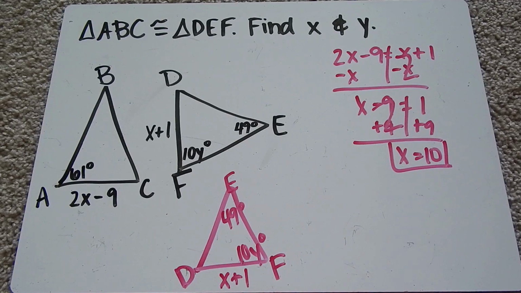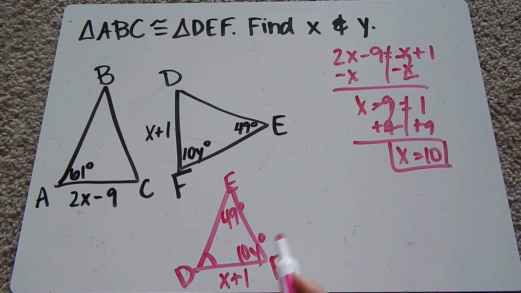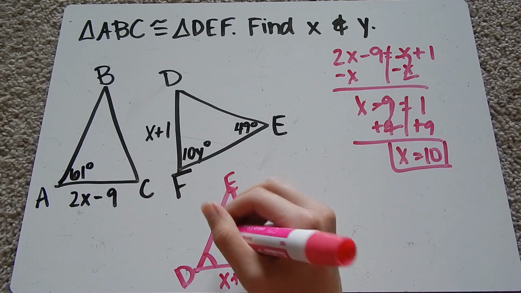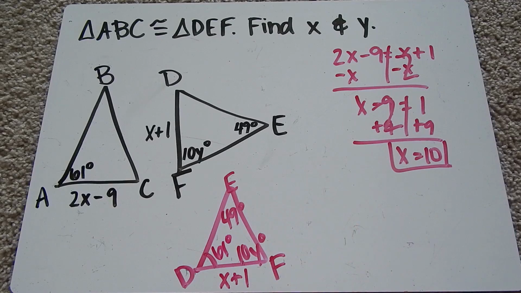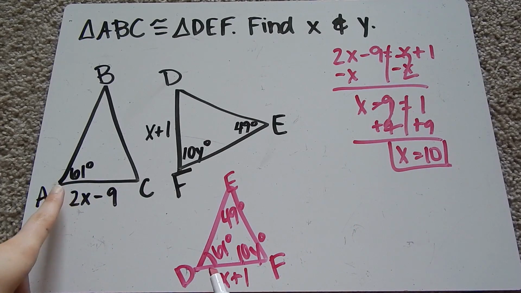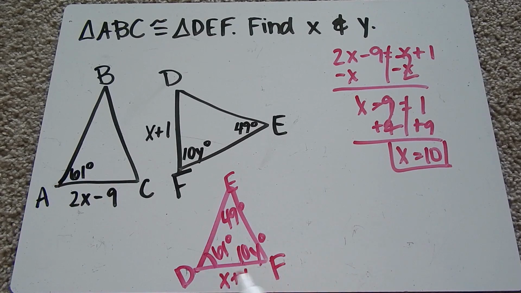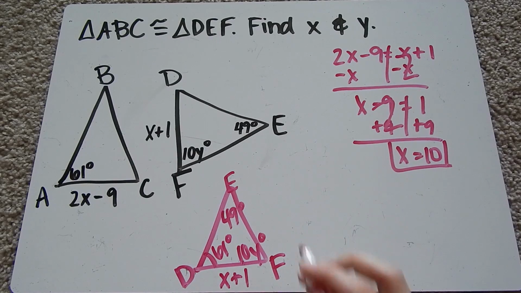Now let's find Y. When we're finding Y, something that would be very helpful in this triangle would be to figure out what D is. So if I go look at my congruent triangle, if I know what A is, then I actually also know what D is. So I do know what A is, it's 61, which means D is also 61. That's why it's good to reposition it, because then you can see these are obviously equal, they're in the same spot. Now I can add all these up, set it equal to 180, solve for Y.